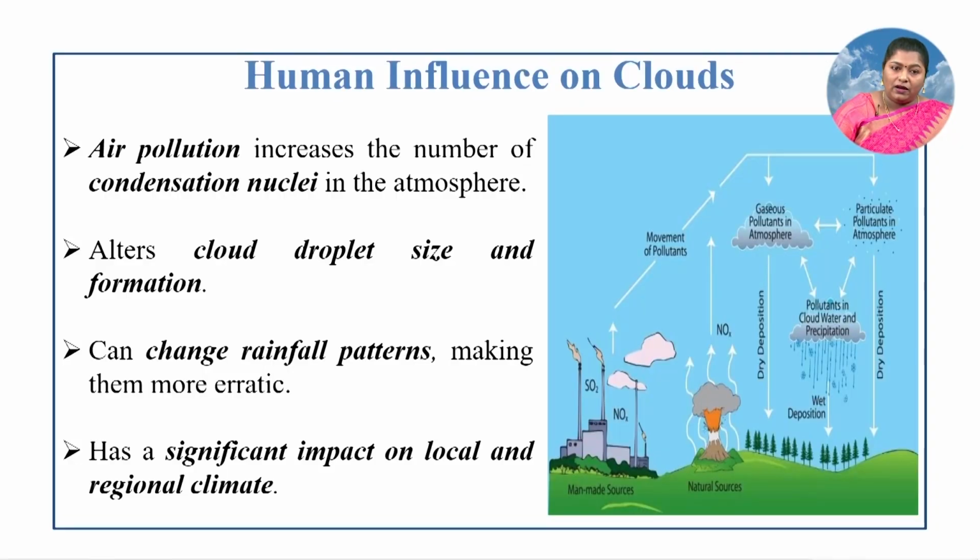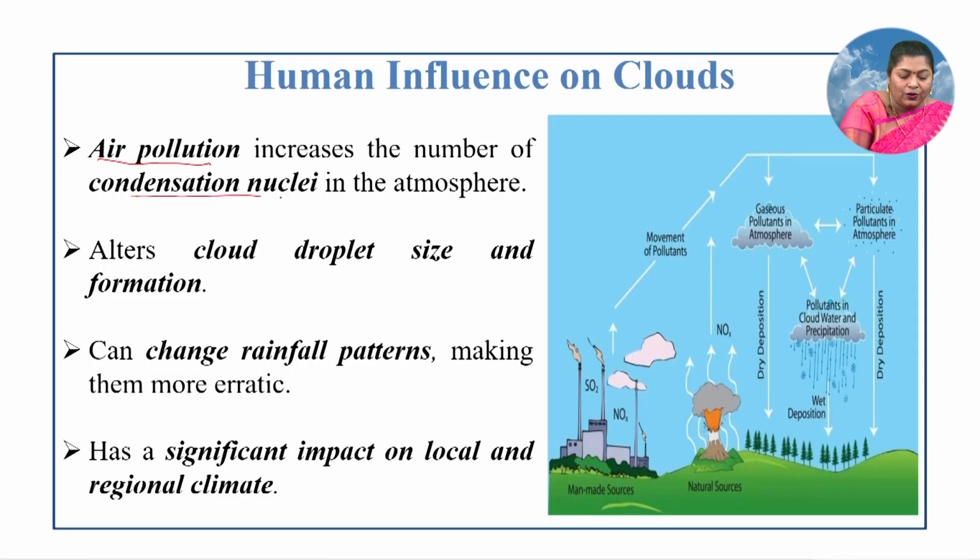Human influence on clouds. So how is the human being influencing cloud formation? That is through air pollution, by burning fossil fuel, and by industrial emissions and vehicular emissions. The human being is contributing a lot to cloud formation. The number of condensation nuclei is generated by human beings artificially into the atmosphere. It also alters the cloud droplet size and then the formation of clouds also.